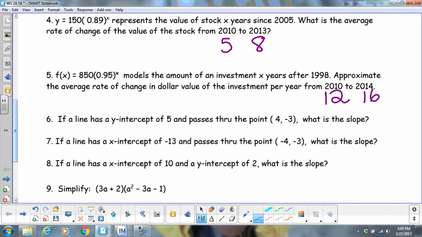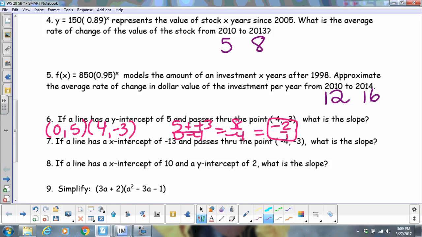Okay, picking up with problem number 6, it has a y-intercept of 5 and passes through a point. What is the slope? So remember, we're going to start with the y-intercept of 5 means 0, 5. The other point was 4, negative 3. So we're going to say 5 minus negative 3 over 0 minus 4 gives me 8 over negative 4, or negative 2 over 1 is your slope. Okay, number 7 and 8 ask you about x-intercept, so you're going to do the same process I did in number 6, except you're going to use an x-intercept, so it'll be negative 13, 0, and then negative 4, negative 3. From here, your process is the same.